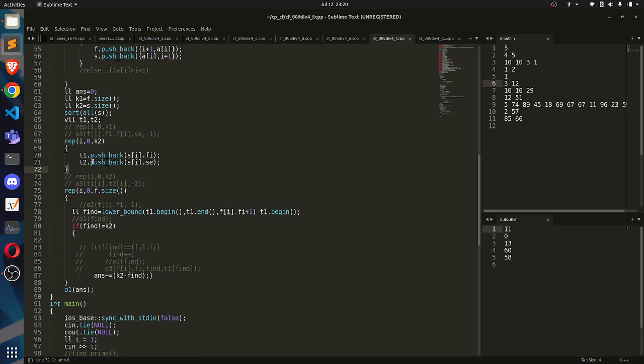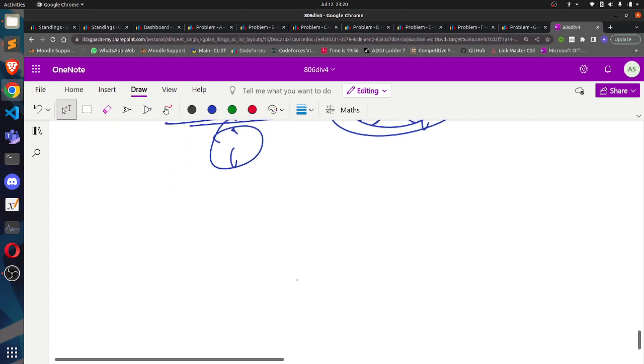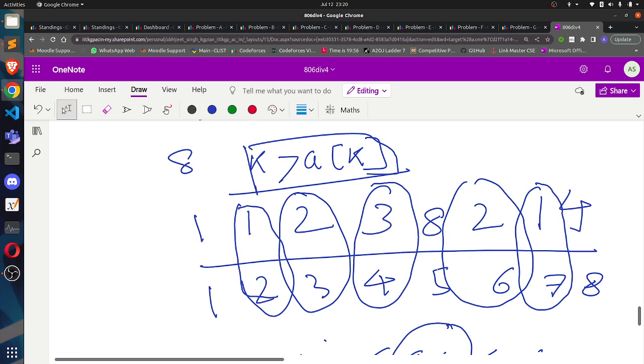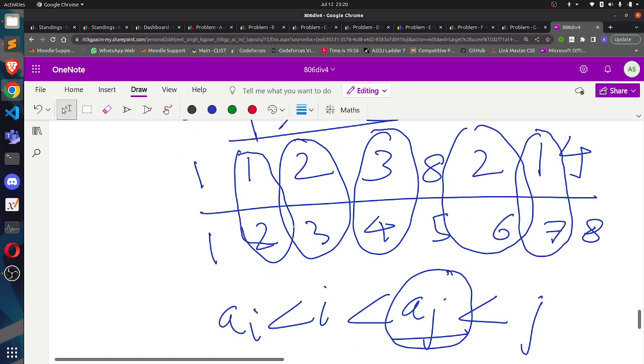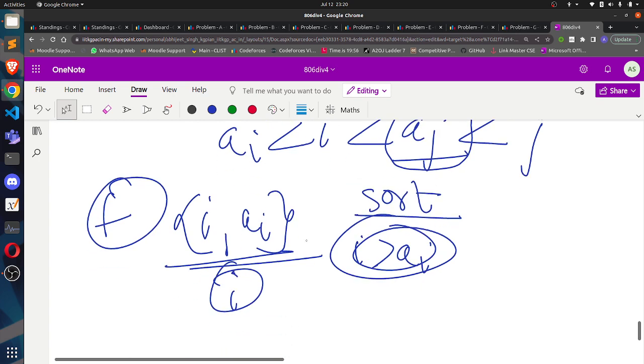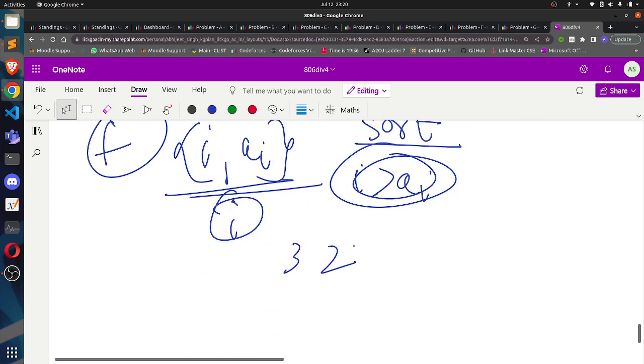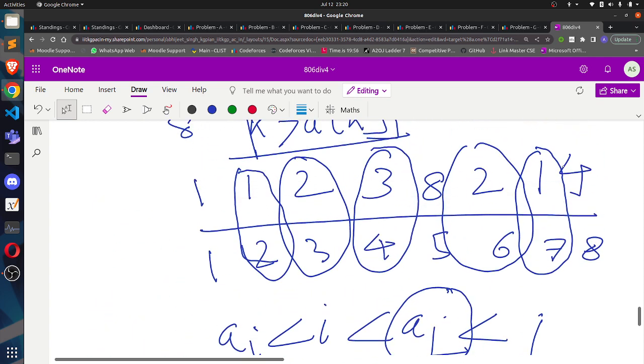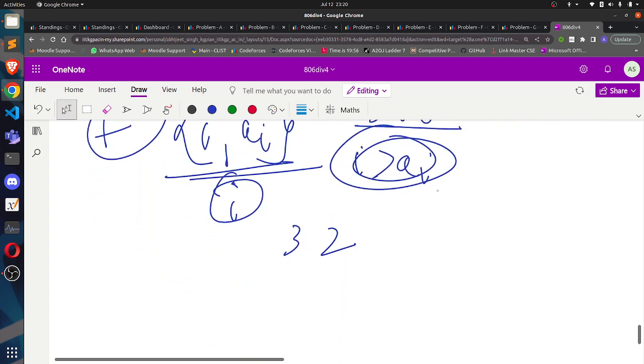And so what I am getting is, I will try to show it to you. What does T1 contain? T1 basically contains values of AI in a sorted way. So 3, 3 2 2 1, 3 2 2 1 1.